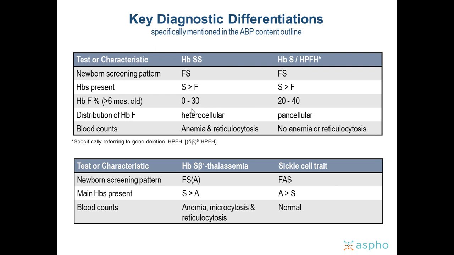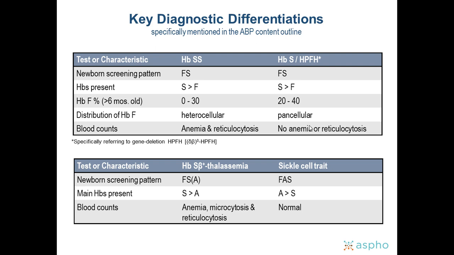But the distribution of hemoglobin F is heterocellular in SS disease, even when elevated, but it's pancellular in gene deletion HPFH. So the pancellular distribution of this elevated F eliminates anemia and microcytosis, okay? So it's the pancellular distribution. This person can have 30%, this person can have 30% F, this person will have anemia and reticulocytosis and problems because not all cells are protected.